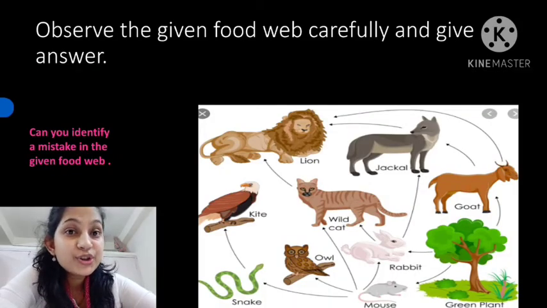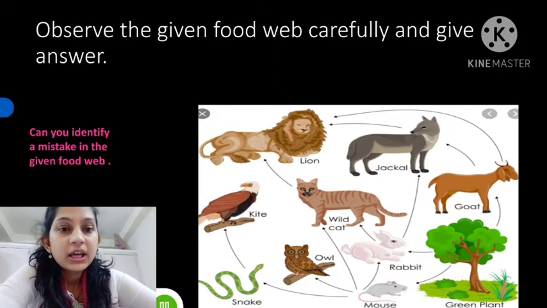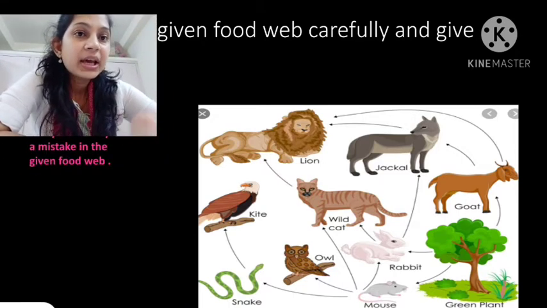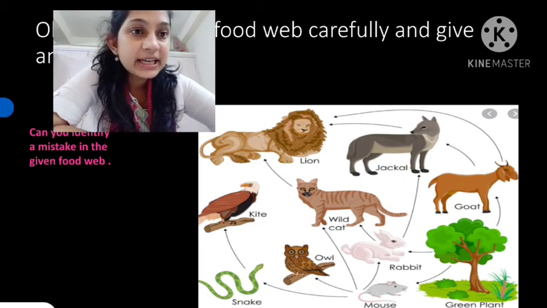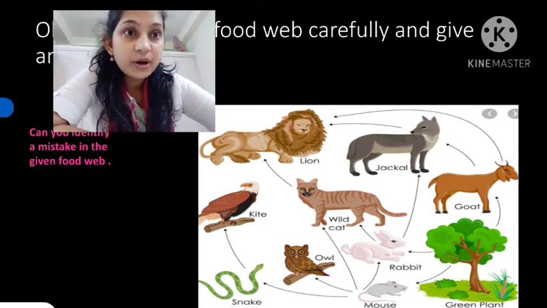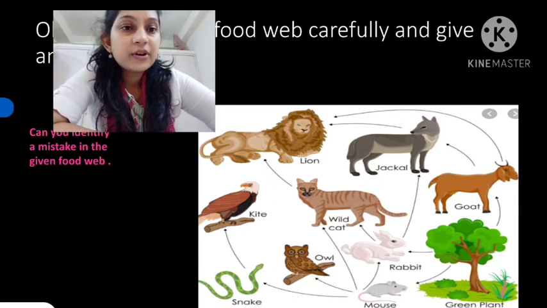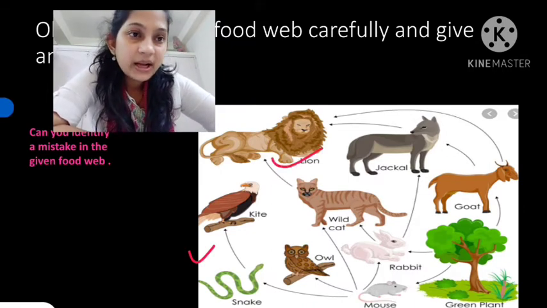Children, now the question here is, can you identify a mistake in the given food chain? You have to observe it nicely and identify a mistake in the given food chain. So can you do that? If you observe carefully, you have to find out where the mistake is. Let me help you out, whether you are able to do it or not. You have to find out which animal is eating whom. In that there is a mistake. Snake eating kite, this is correct. Here also correct. Goat is eating plant product, correct.